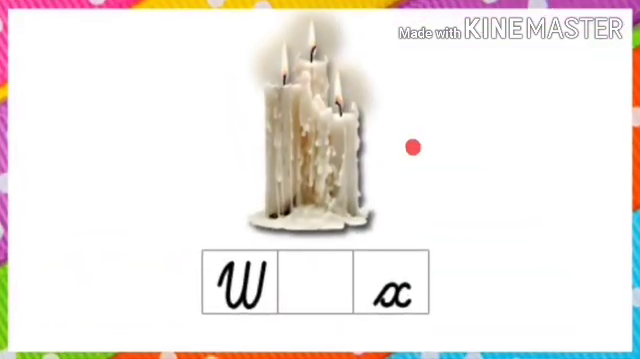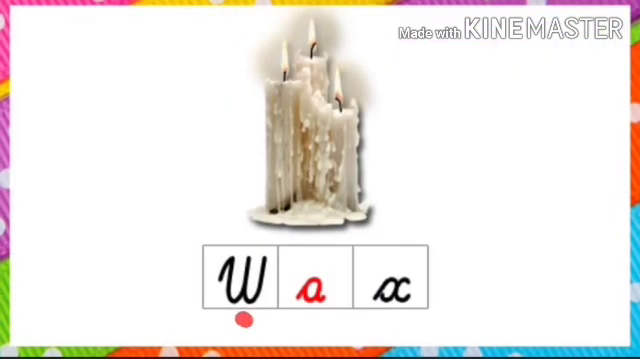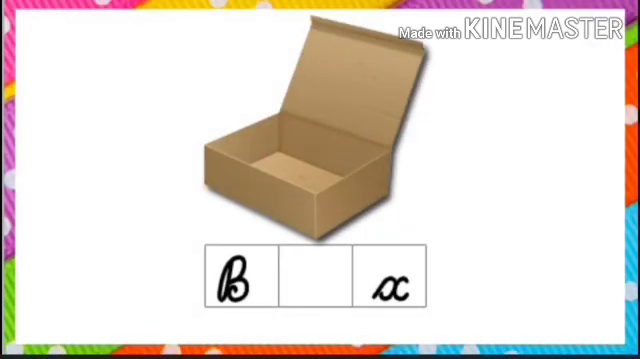Try one more picture. Which picture is this? It's a picture of wax. Sound of the word wax. Okay. Beginning sound is W. Letter is W. Ending sound is X. Letter is X. What about the middle sound? Which vowel sound is missing? A sound is missing. So fill the correct vowel and make the word complete. Wax.